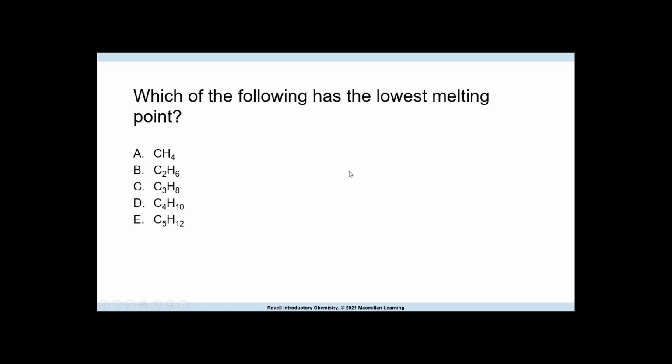Which of the following has the lowest boiling point? I'm going to tell you right off and make it easy on you: it's the one with the lowest mass. Since these all look the same, they just have more carbons and more hydrogens added, that makes a bigger molecule. The melting point is going to increase the temperature, so you have to get to a higher temperature for it to melt. Methane is the smallest mass here, so it's going to have the lowest melting point.